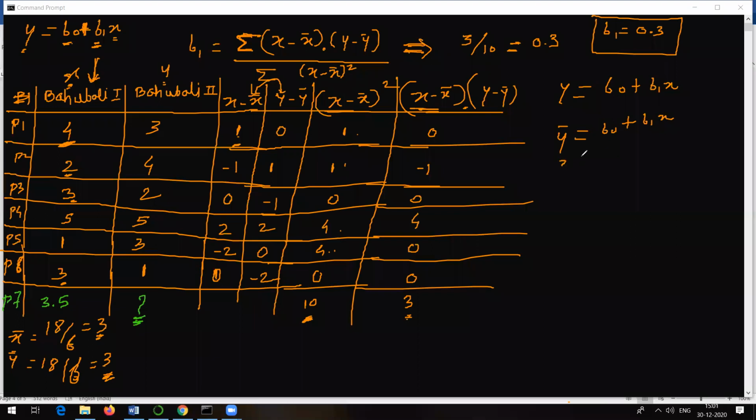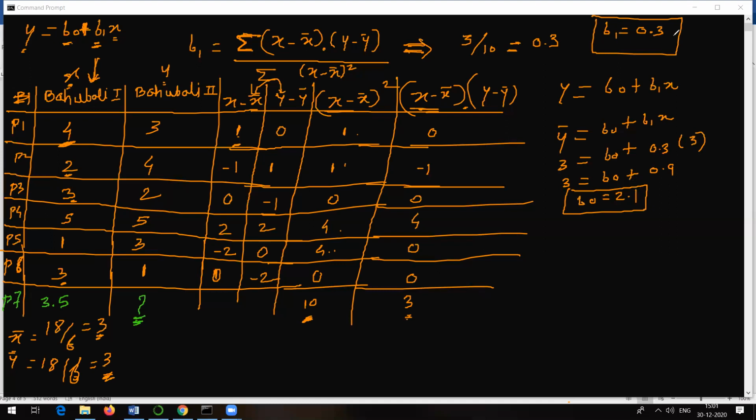So what is the value of y bar? 3. What is the value of b0? We want to find out. What is the value of b1? We just now found out, 0.3. What is the value of x bar? Again 3. So if you try to solve this, it will be 3 is equal to b0 plus 0.9, which gives us the value of b0. 3 minus 0.9 is 2.1. So the value of b0 now is 2.1, right?